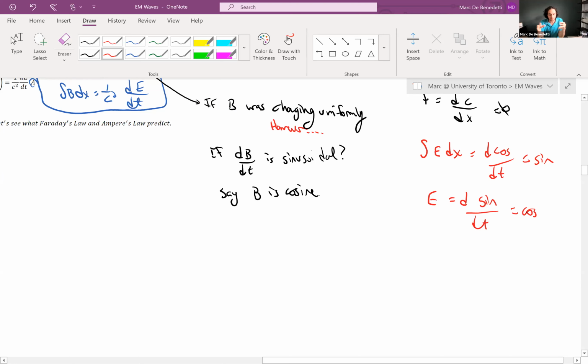So Faraday's law says, well, if you have a non-uniformly changing B field, then you're going to induce not only a non-zero E field, but you're going to induce a sinusoidal E field. So if you have a sinusoidal B field, Faraday's law says you will naturally induce, you have to induce, mathematically it has to be there, a corresponding electric field that is also oscillating in a sinusoidal fashion.